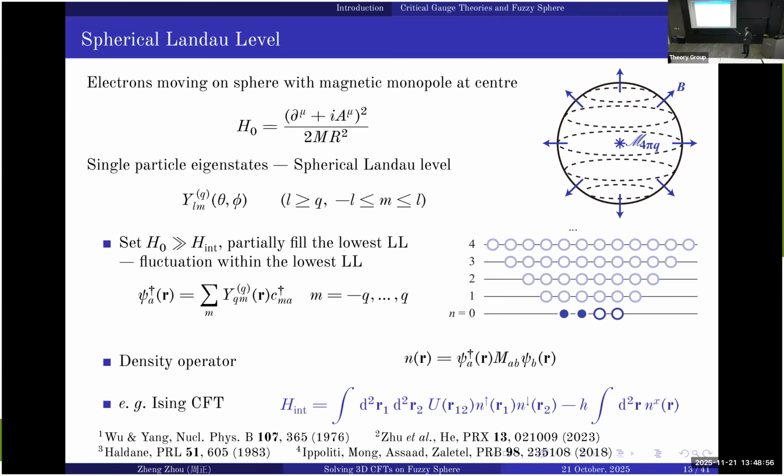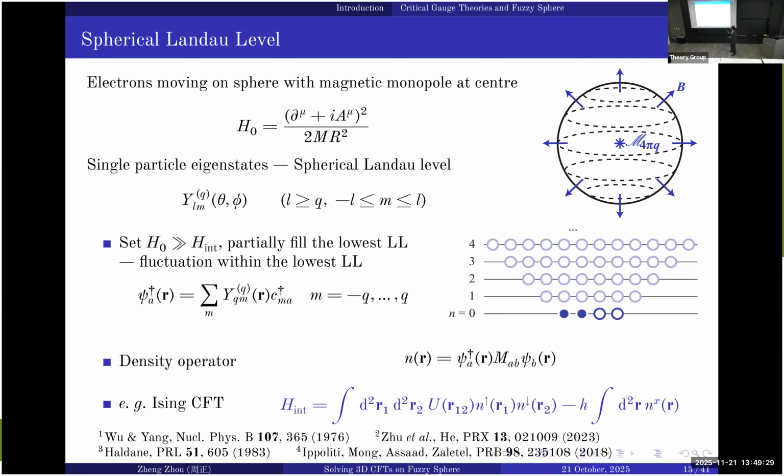So we consider electrons that move on a sphere with a 4πs magnetic monopole at its center. The magnetic field modifies the single particle Hamiltonian, and further the single particle eigenstates of the electrons. Now the single particle eigenstates form highly degenerate spherical Landau levels, and the lowest Landau level has a large degeneracy of 2s plus 1.